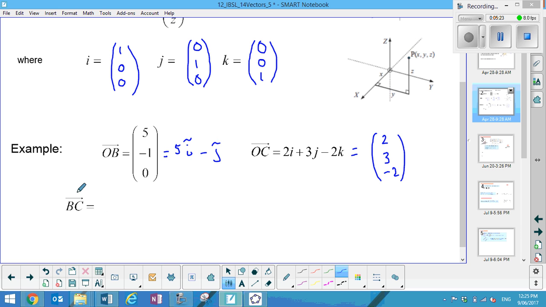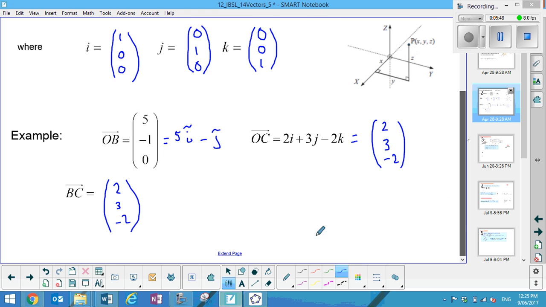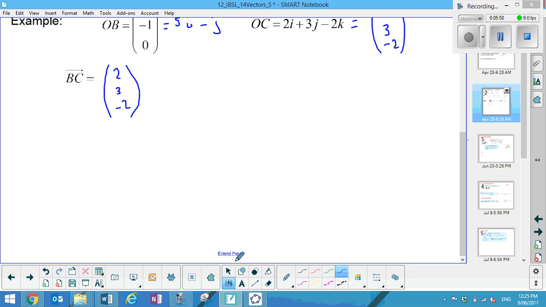So what if we want to get this vector here that takes us from B to C? Then we're going to do the same sort of mathematics or algebra we've done with the vectors earlier. So we take OC. All right, let's quickly write that in, reminding us of our notation.